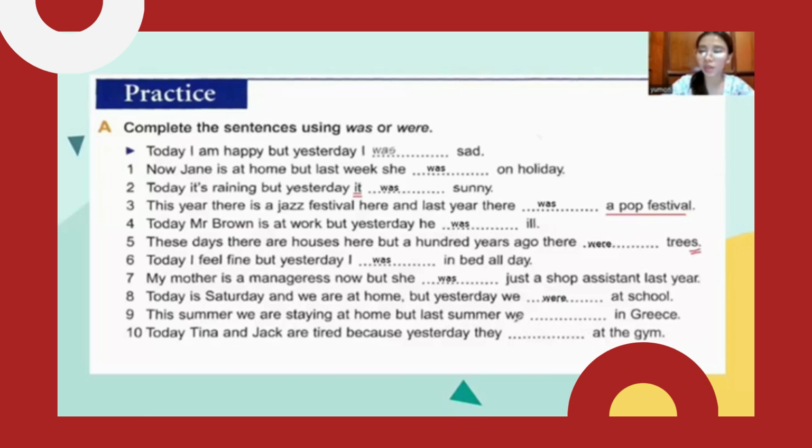So the subject we, plural now. So what do we have to put? Yes, were. We were in Greece. Okay? And number 10. Today, Tina and Jack are tired because yesterday they blank at the gym. They, plural now. So we have to put they were. They were at the gym. Okay? So I hope you got the correct answers. Okay? Now, we're going to move on to another practice.